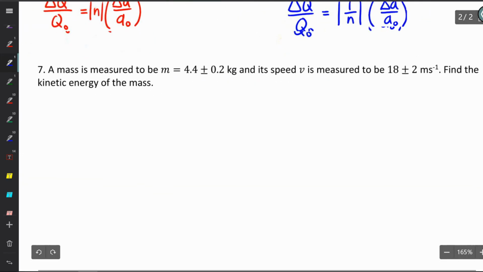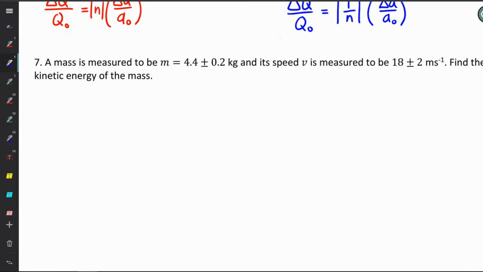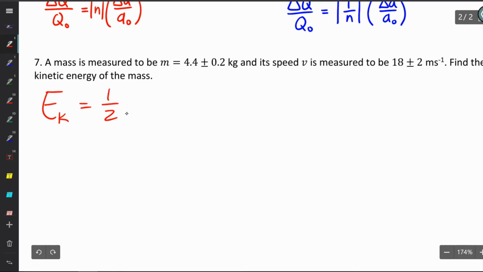A mass is measured to be m equals 4.4 plus or minus 0.2 kilograms, and its speed v is measured to be 18 plus or minus 2 meters per second. Find the kinetic energy of the mass. Well, the equation for kinetic energy is 1/2 mv squared.